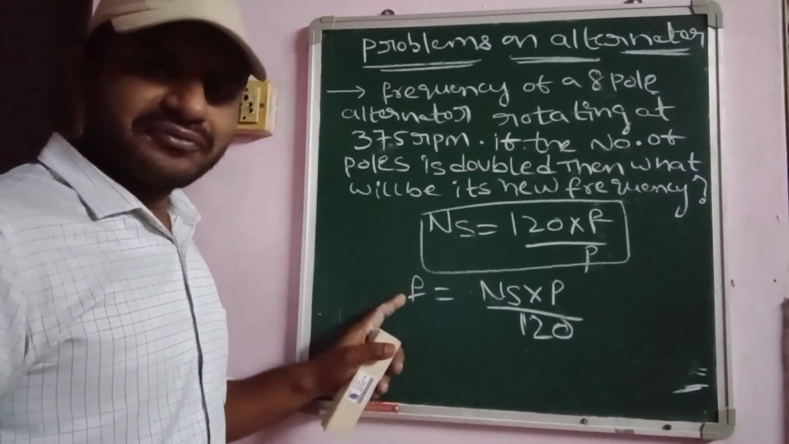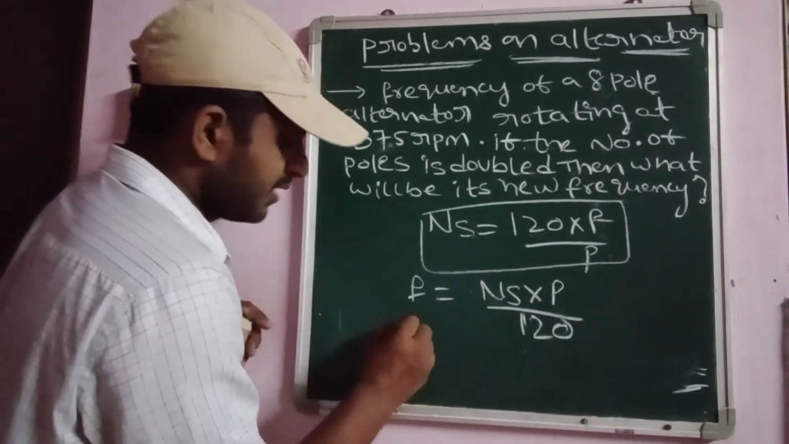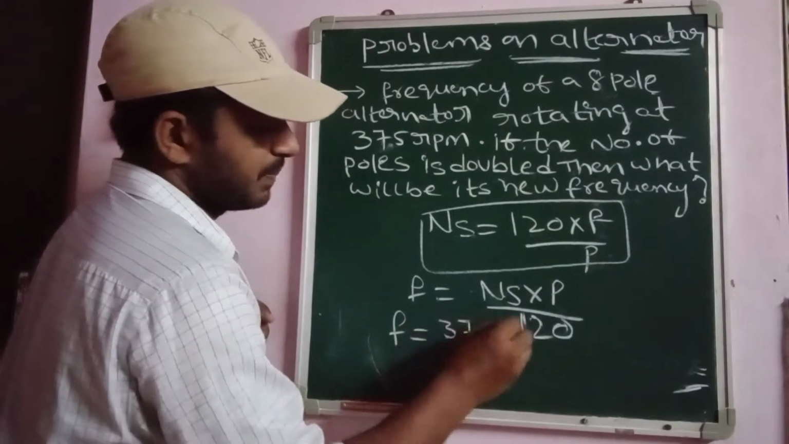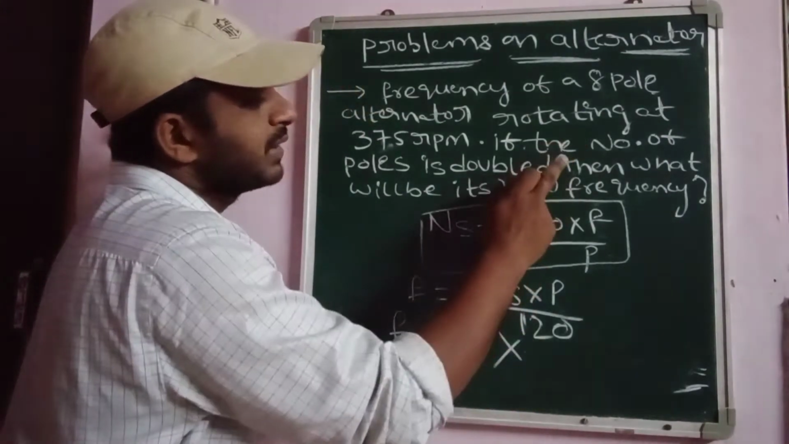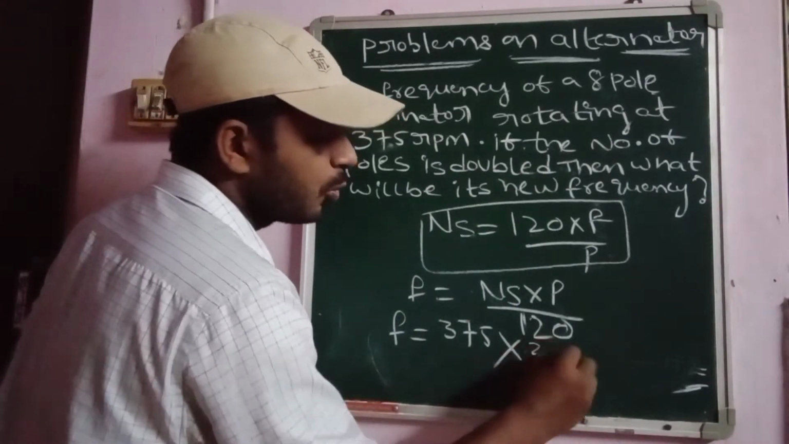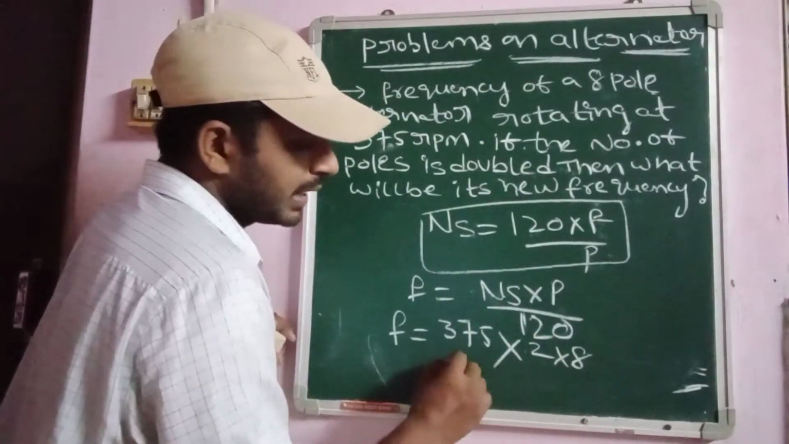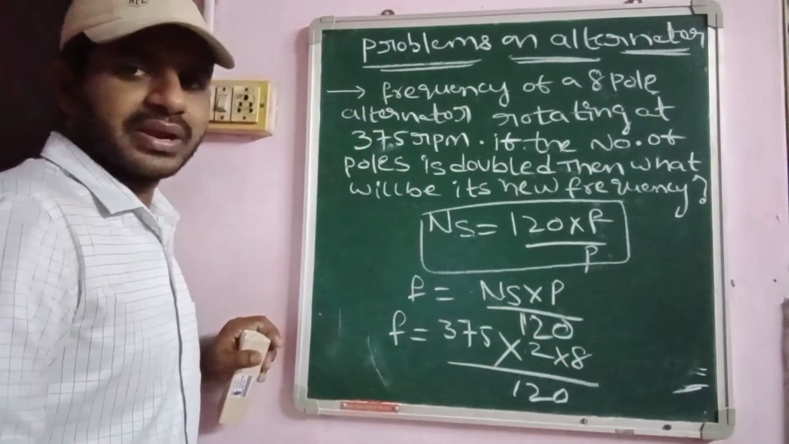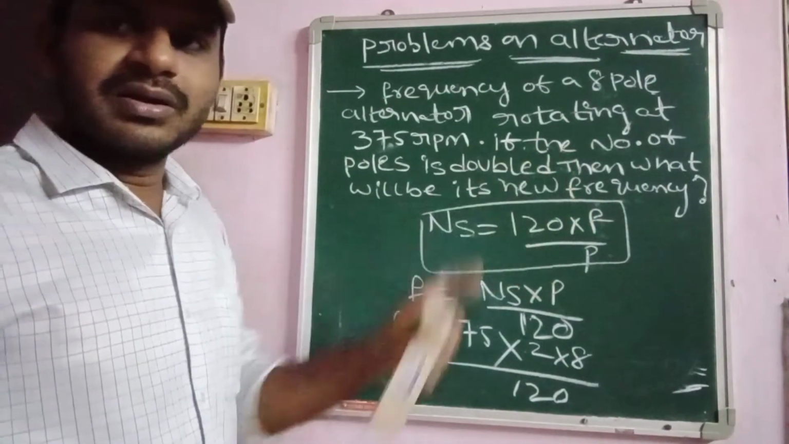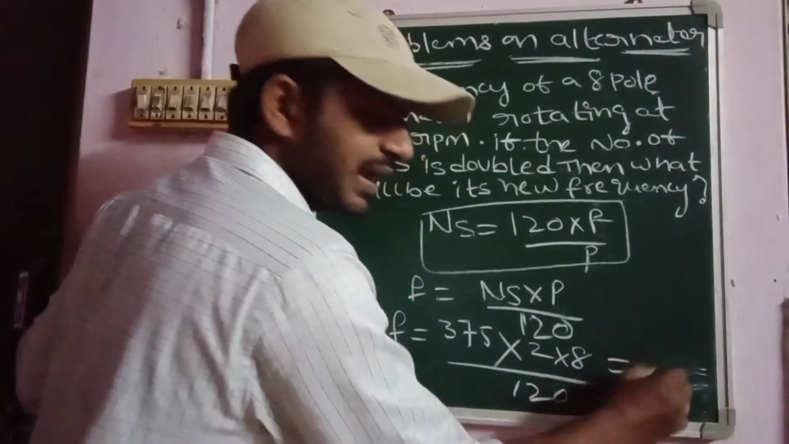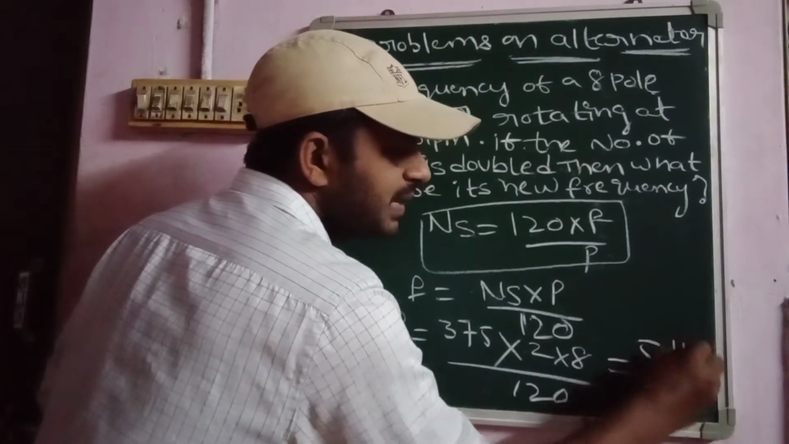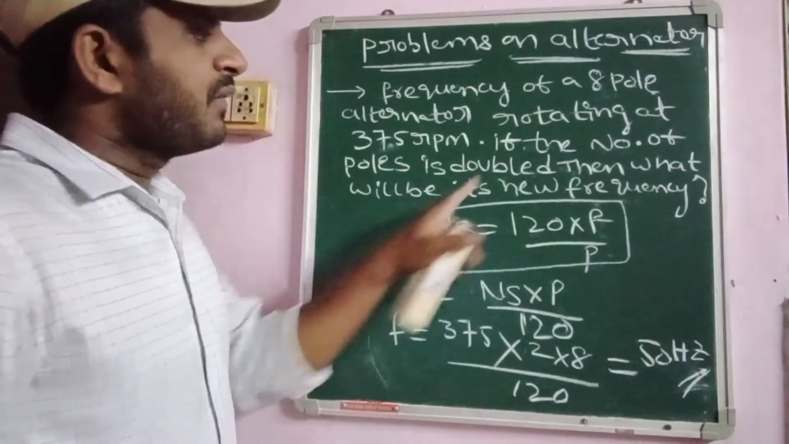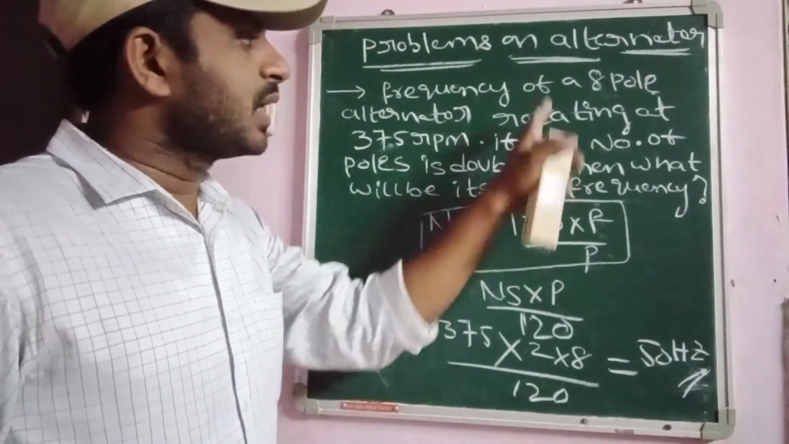So here f can be determined easily. F is equal to ns, already given in the question as 375 rpm. Here p means when the poles are doubled, so that is 2 into 8, by 120. So the total value we get when the number of poles is doubled is 50 hertz. This is the total frequency when the number of poles of the alternator is doubled.